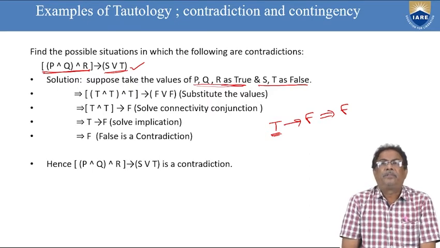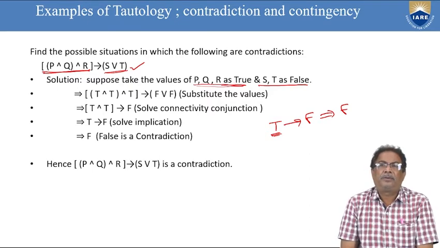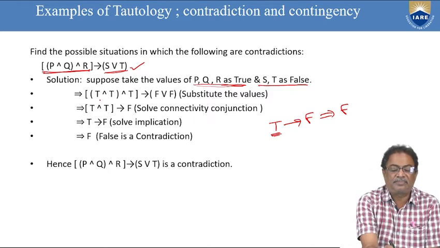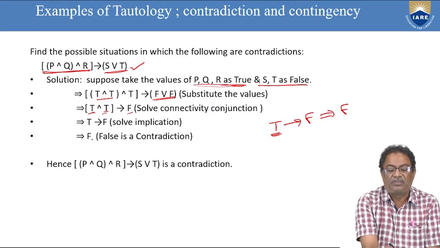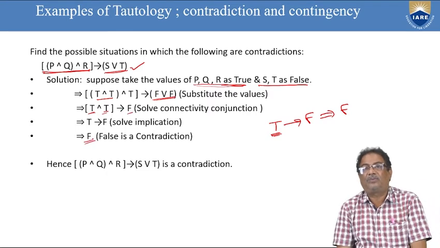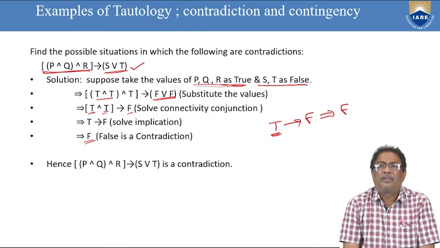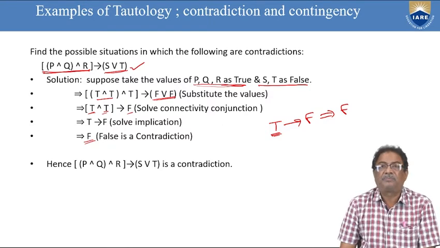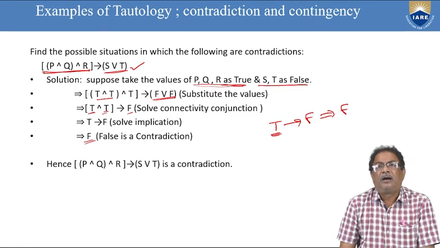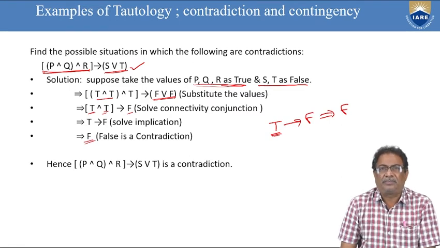Then apply true and true and true. So this is true and true, it will become true. Then once again true and true, it will become true. And this is false or false, it will become false. So finally I am going to get the result as false. In that way, we are just taking the truth values of the given propositions in such a way that we get a contradiction.